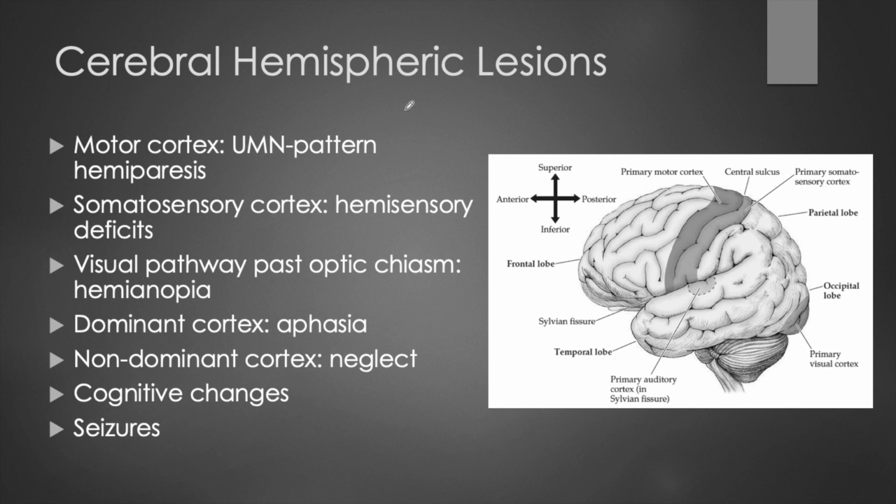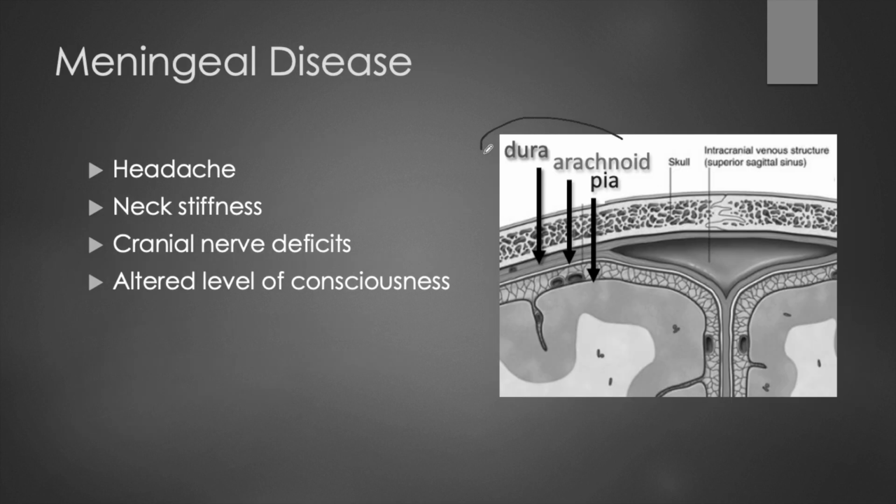When lesions affect the motor cortex, an upper motor neuron pattern of weakness occurs. If the dominant cortex is lesioned, a patient can develop aphasia. If the non-dominant cortex is affected, a patient may develop neglect, and you can also have seizures that result from irritating cortical structures. Lastly, you should consider localization to the meninges which surround the brain.